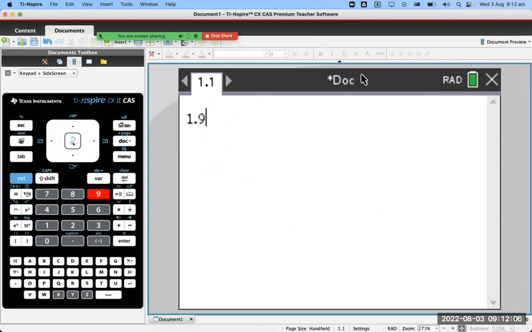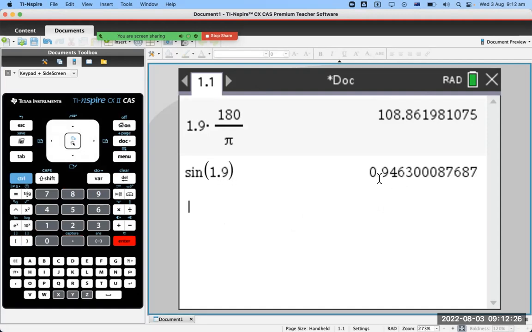So let's say this is 1.9 radians. How do we convert this to degrees? Times by? Correct. Okay, so that's around 109 degrees. But when we go to type it in our calculator, it gives us a value of 0.946, which is 0.95, yeah?